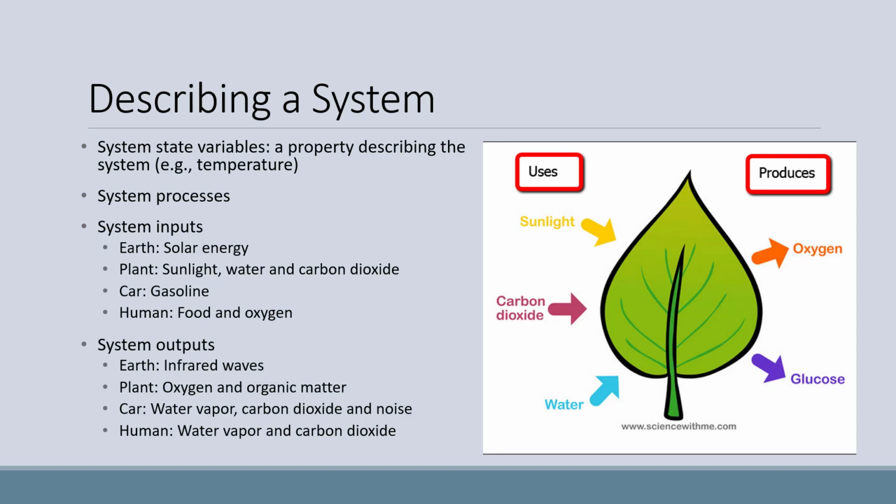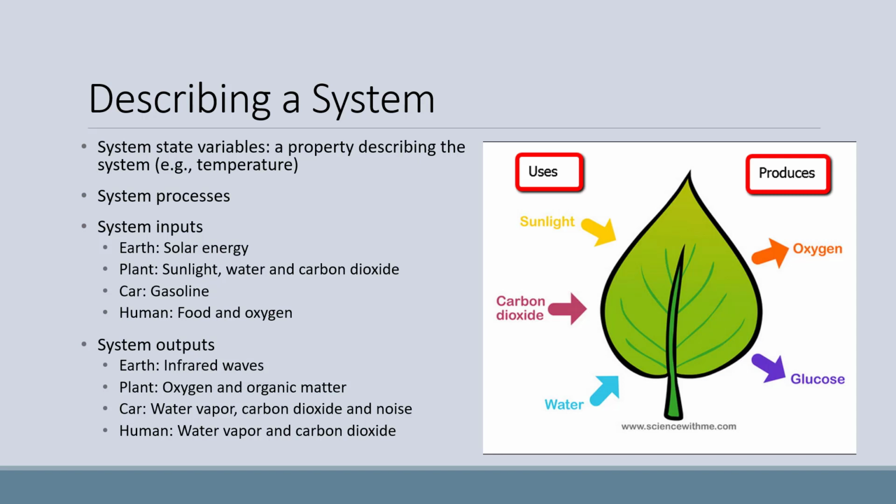For the Earth, the input would be solar energy. For a plant, inputs would be sunlight, water, and carbon dioxide, shown on the right there. For a car, the input would be gasoline. For humans, the inputs would be food and oxygen. Finally, system outputs are all the things that leave the system.